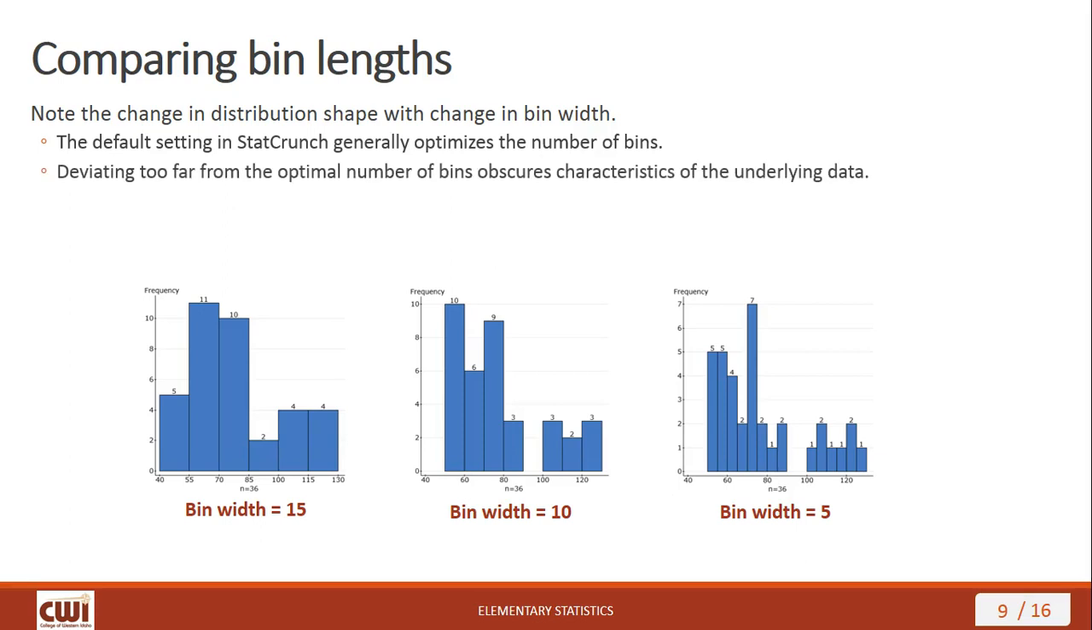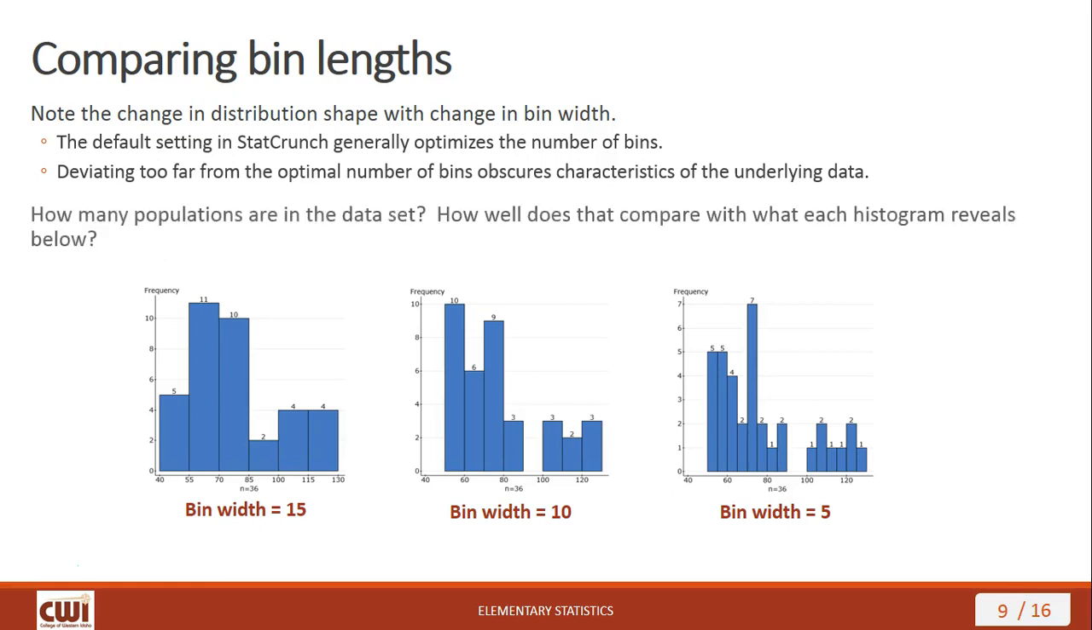If you deviate too far from that optimal number, you'll see that the shape of your distribution as revealed by your histogram changes. And that's going to obscure characteristics of the underlying data. So you want to make sure you get that optimal number. And again, just let StatCrunch do the number crunching for you.